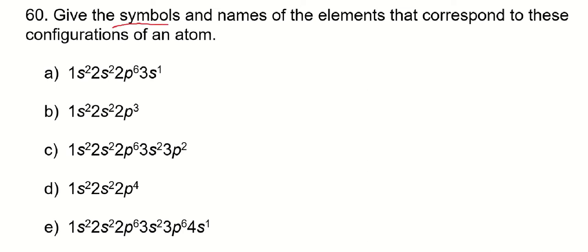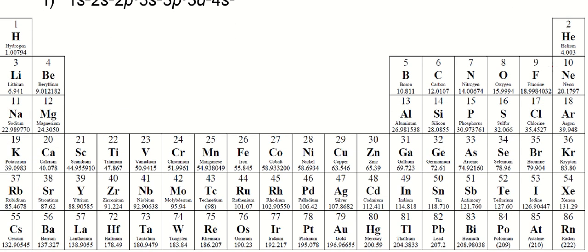We're asked to give the symbols and the names of the elements that correspond to these electron configurations. So this one's full, that one's full, that one's full. Let's go to 3s, and it's going to be the first element in that section.